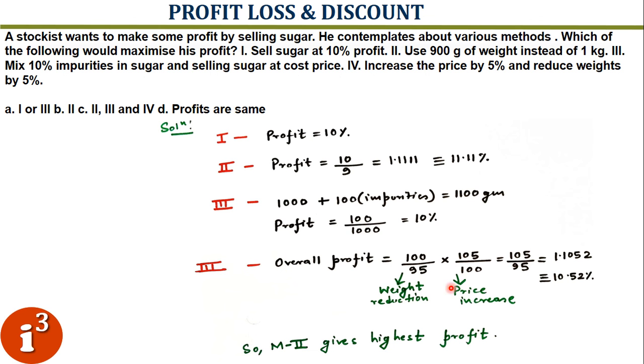This is weight reduction, this is price increase. So 100 gets cancelled, it's 105 by 95. This comes out to be 1.1052, that is 10.52%. In the fourth method he makes a profit of 10.52%. So obviously in the second method the profit is maximum, so the answer will be 2b.